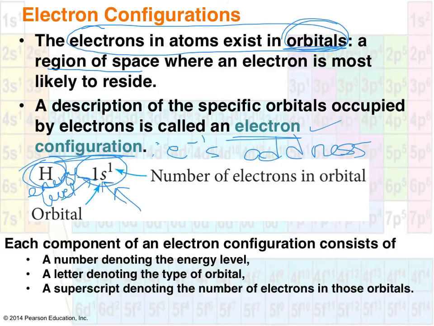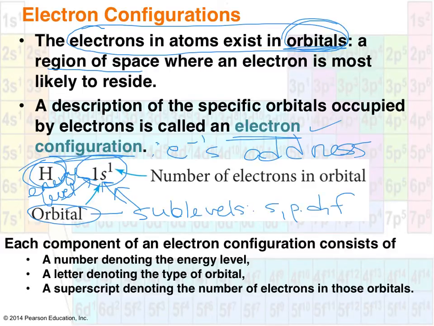Then there'll be a letter. That letter designates the orbital that the electron is in. It's an S-type orbital. Remember, the SPDF are really sublevels. Then the superscript is the number of electrons that are in the orbital, in this case an S orbital. And so that's the generic electron configuration.